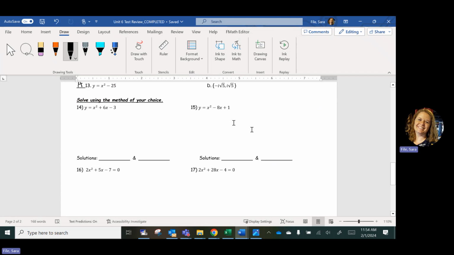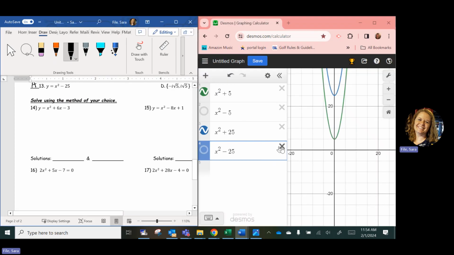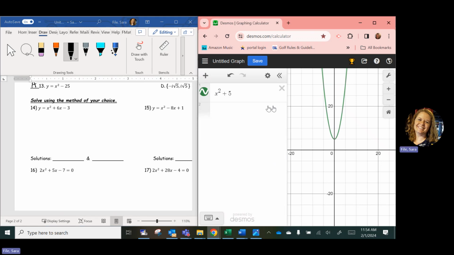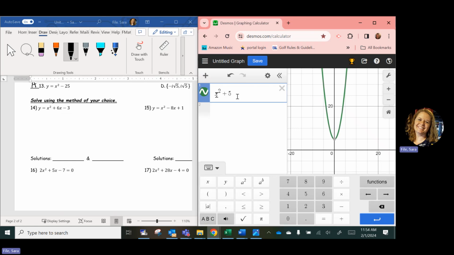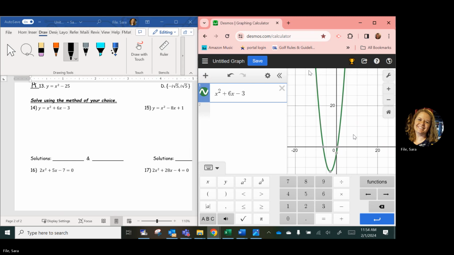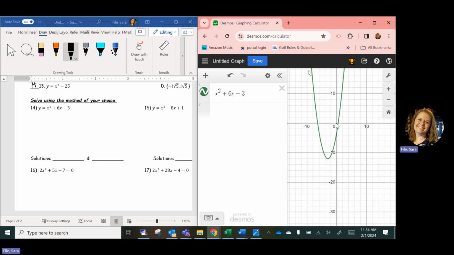All right, now this says use your method of choice. So I'm going to always start with graphing and see if it tells me the answer. So x squared plus 6x minus 3. So there are two real solutions. Oh, but they're ugly decimals. I'm not sure what those are.